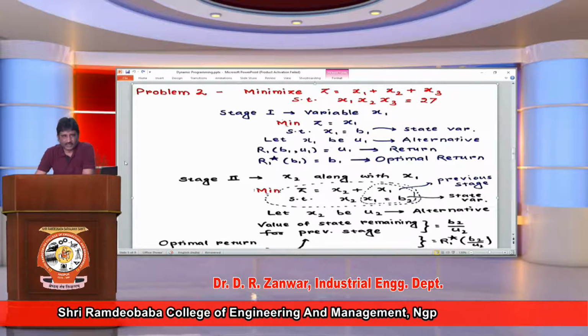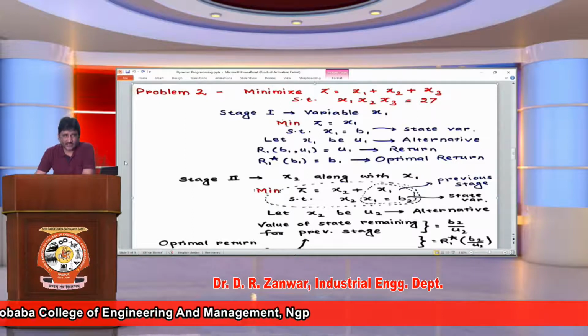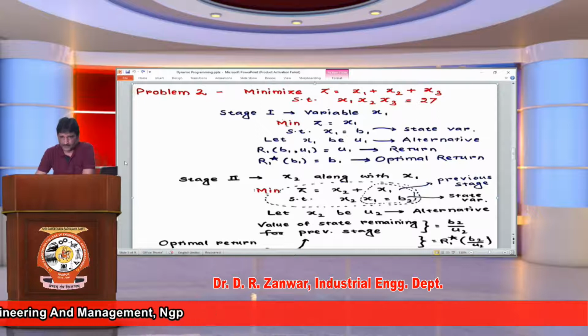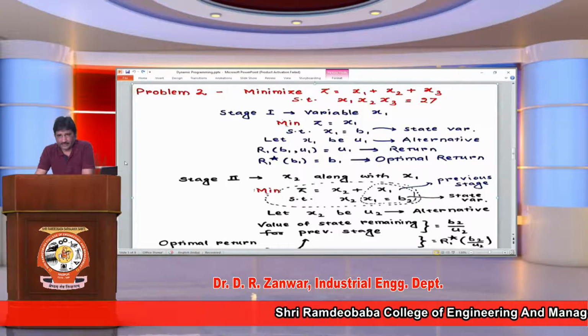This time we have the problem minimize z equal to x1 plus x2 plus x3, sort of taken from the earlier problem's constraint, and the constraint is sort of built from the earlier problem's objective function. This time the constraint is x1 into x2 into x3 is equal to 27.